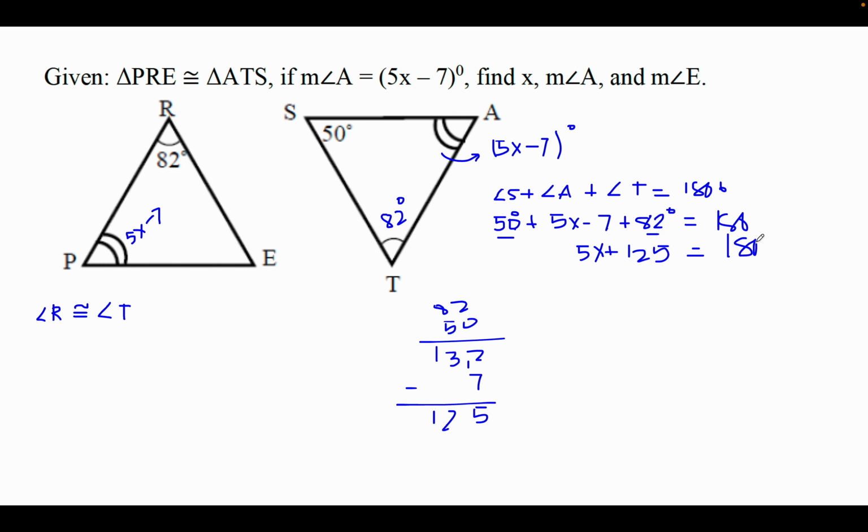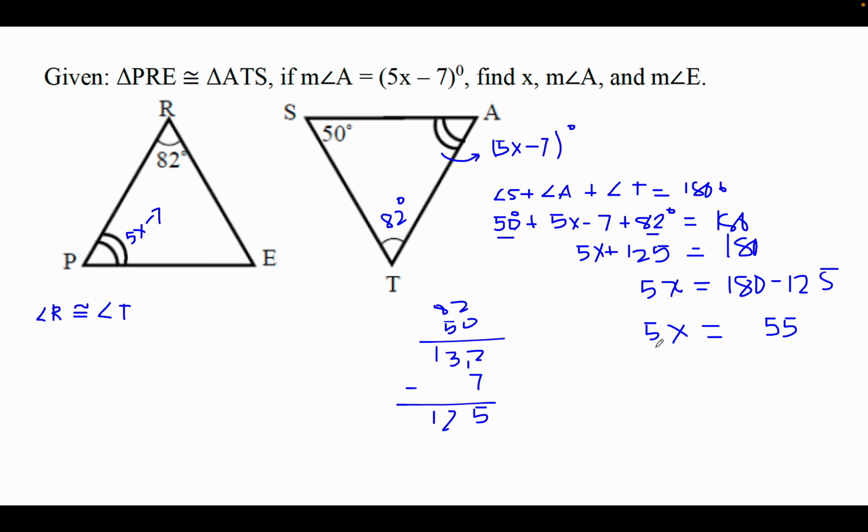For the benefit of the others, we need to show the computations, okay? And then 5x is equal to transpose 125 to the right side. So that becomes minus 125, okay? So 180 minus 125 is equal to what? 55. 55. Ang galing-galing ay.